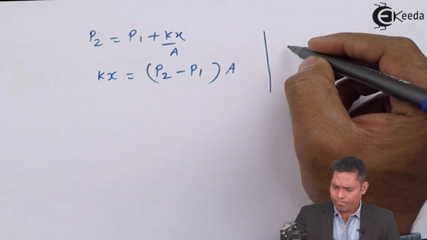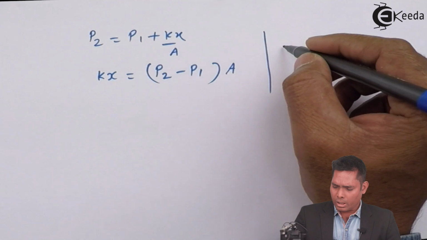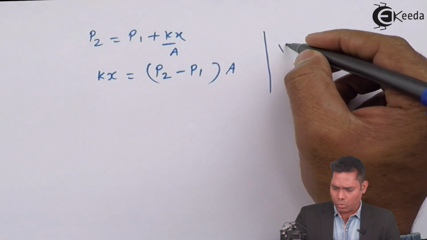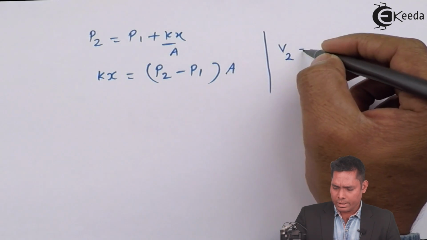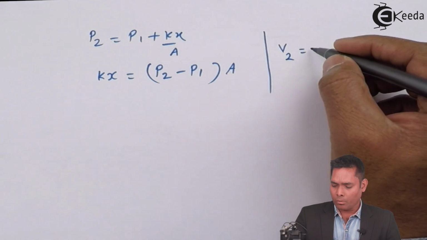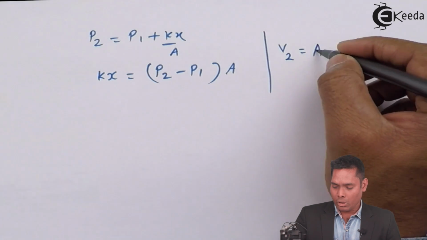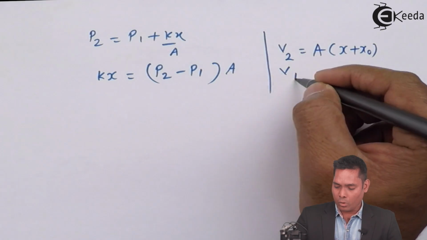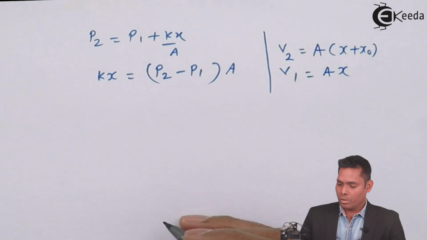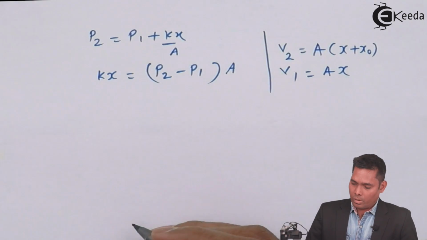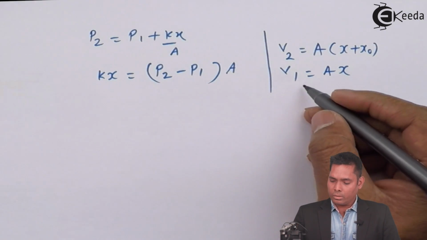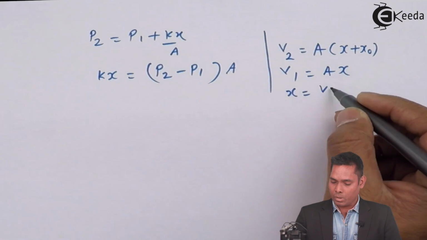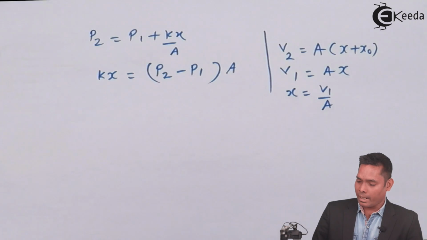The volume V2 is, what is the volume? The volume V2 is A into X plus X naught, and the initial volume was A into X. So V1 is the volume, which is A into X. So X I can write as V1 by A. There's no doubt about that.